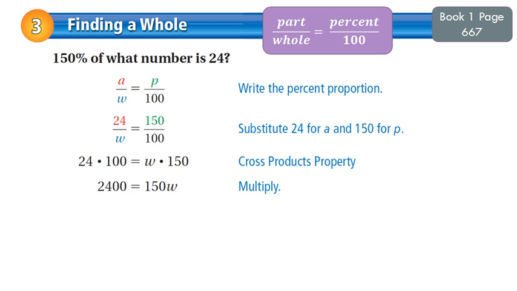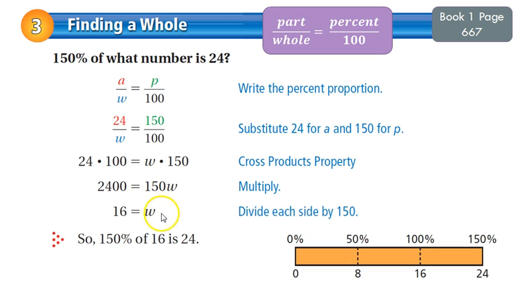To solve this, we use inverse operations by dividing both sides by 150. The result will give us 16 equals W. So 150% of 16 is 24. Again, since the percentage exceeds 100, the part exceeds the whole, which might be a scenario you encounter in the homework. Now it's your turn.